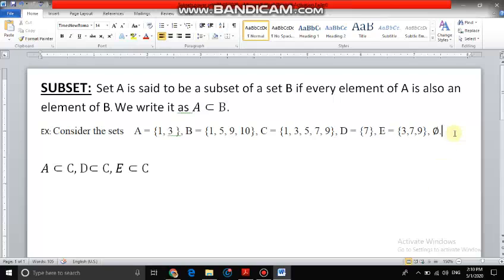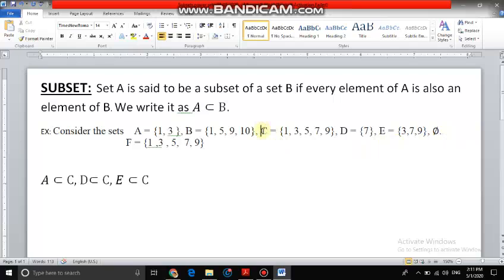Now let me take another set. We already took up to E, right? Let me take this set as F equals 1, 3, 5, 7, 9. Okay, F also has the elements 1, 3, 5, 7, 9.